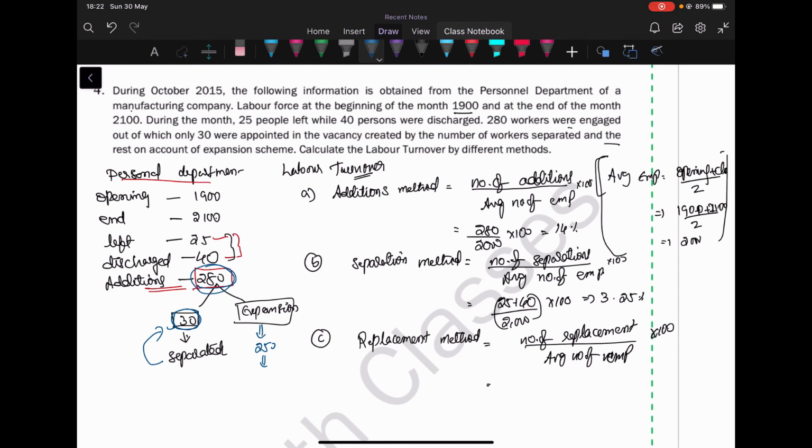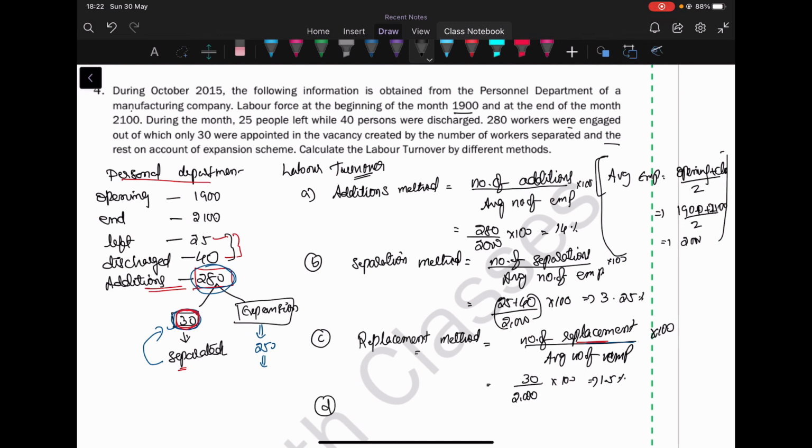So here, number of replacements: only 30 people are replaced, means these 30 people joined in place of the employees who left the organization. So 30 is the replacements. I can say 30 replacements and an average of 2000 employees during the month. That is 30 divided by 2000 into 100 is 1.5%. Labor turnover as per the replacement method is 1.5%.